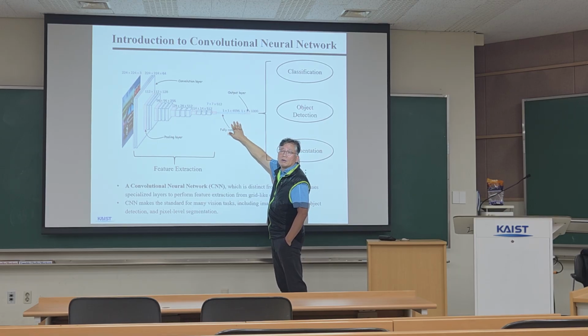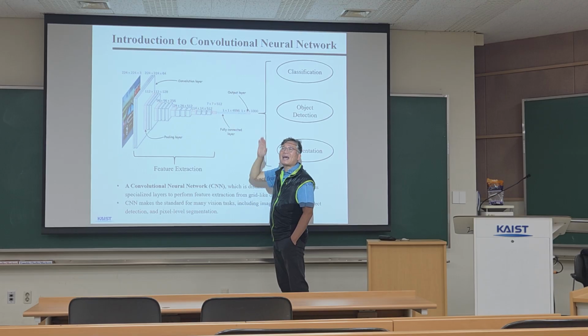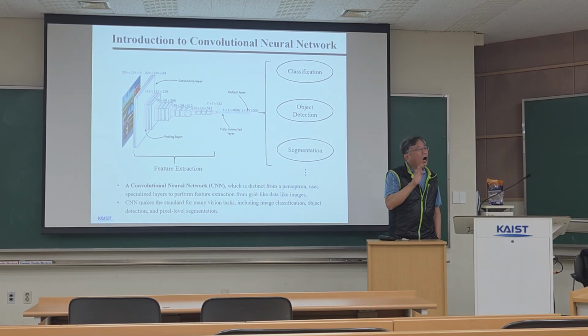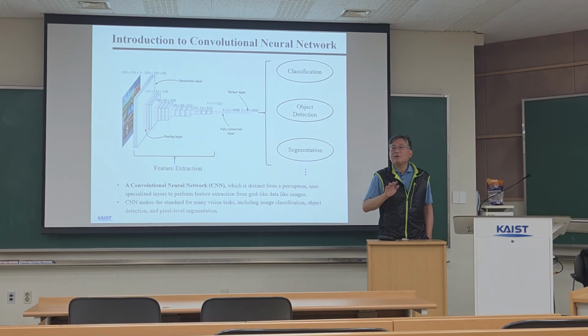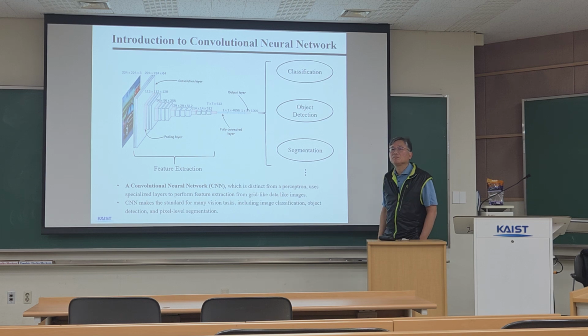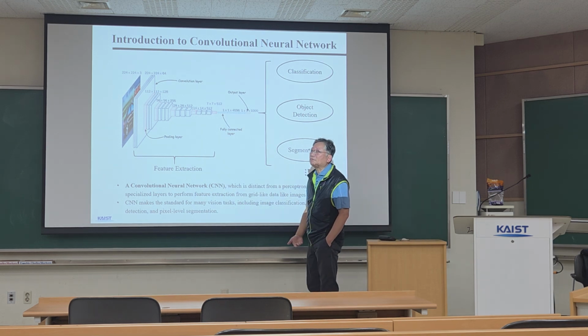Okay? Then you keep on doing it until you want to get a feature vector that is common for all the pedestrians, but very different from car features. That's the objective.